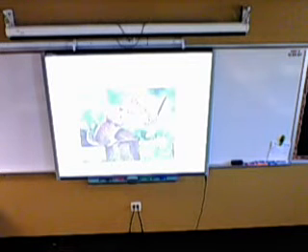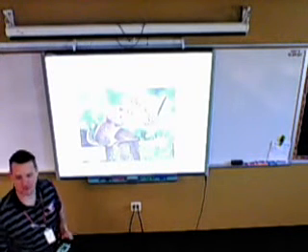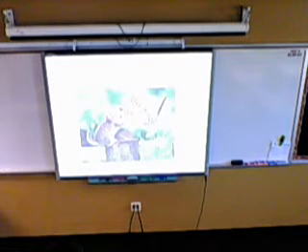The cats wanted to be ninjas. The cats wanted to be ninjas, so this is the cause. What was the effect? If the cause was the fact that the cats wanted to be ninjas, how did that affect the situation? How did that affect this picture?